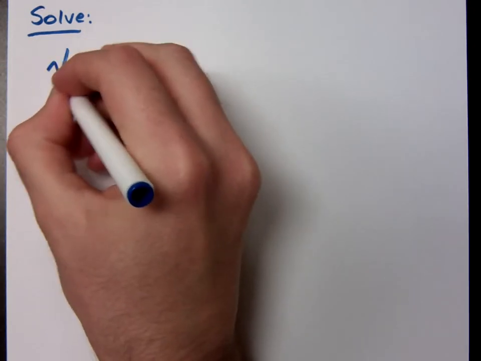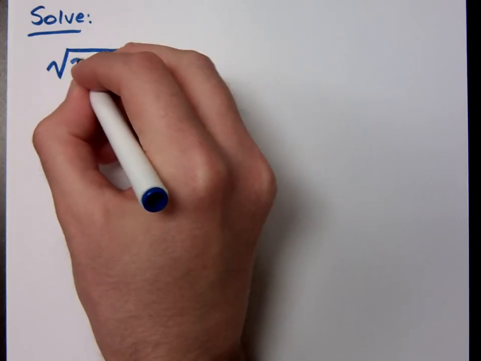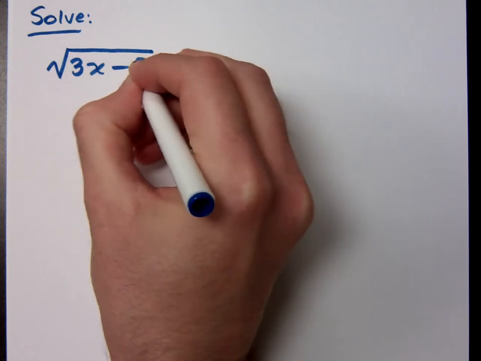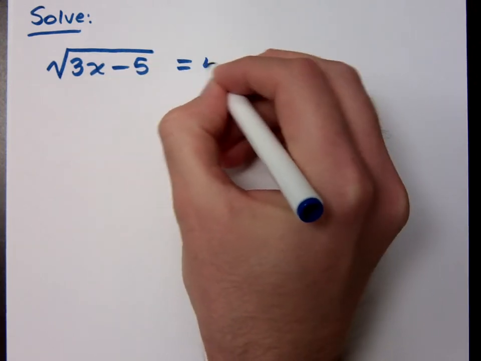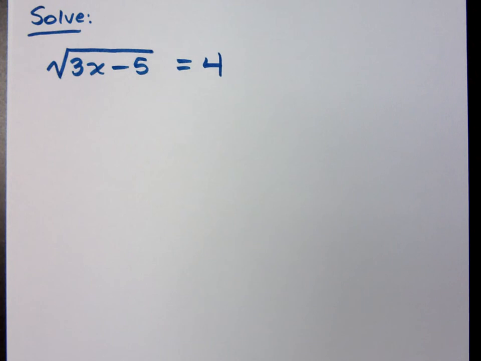All right, let's solve this guy right here. The square root of 3x minus 5 is equal to 4. Think back to the steps that we told you for solving radical equations. What's the first step? Get the radical by itself.